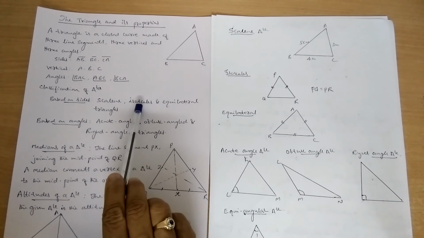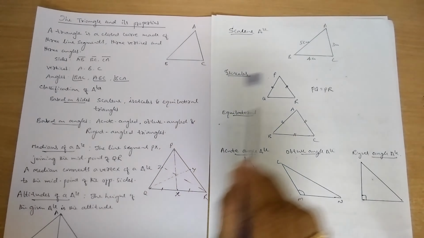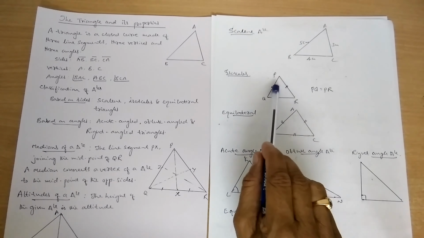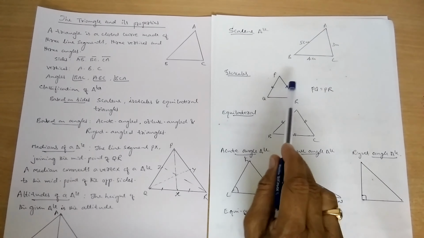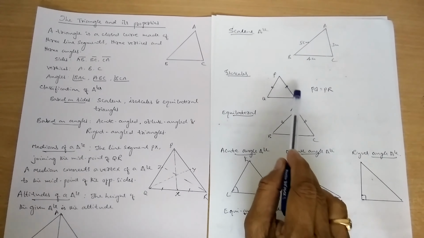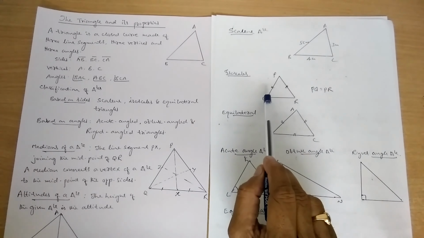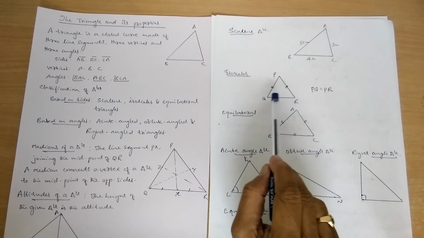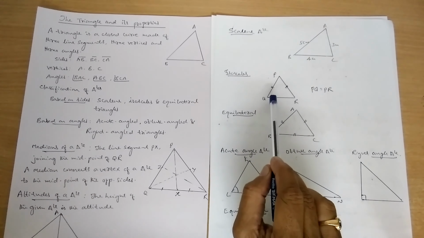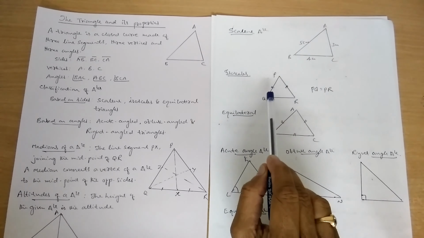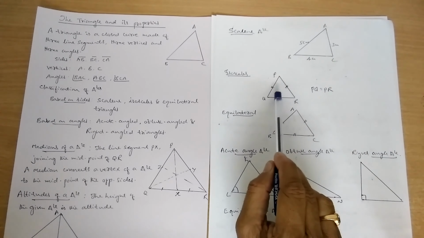When you come to the isosceles triangle, if any two sides of a triangle are equal, then the triangle is called an isosceles triangle. In this figure, PQ is equal to PR. That means these two sides are equal, and the third side here is QR. So in the isosceles triangle, QR is the base when these two sides are equal. Base angles will always be equal.